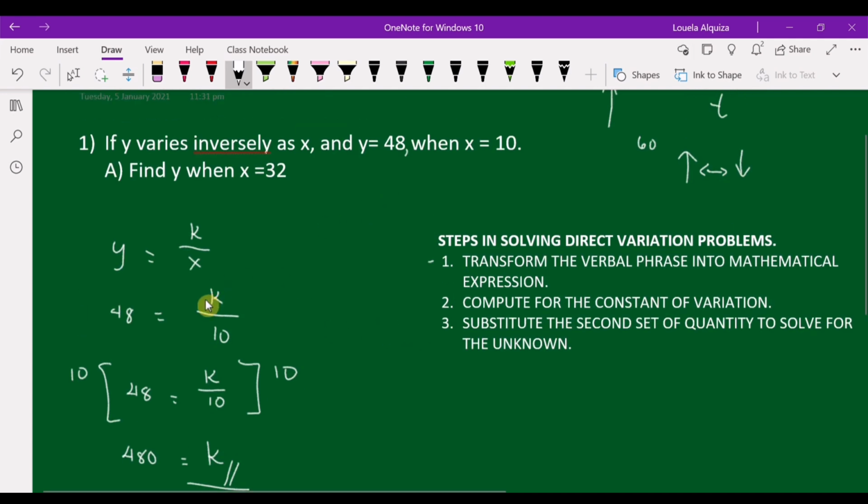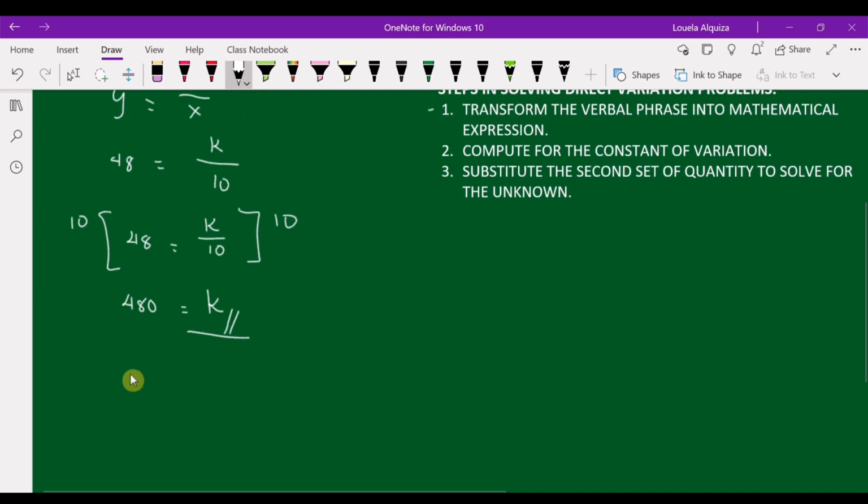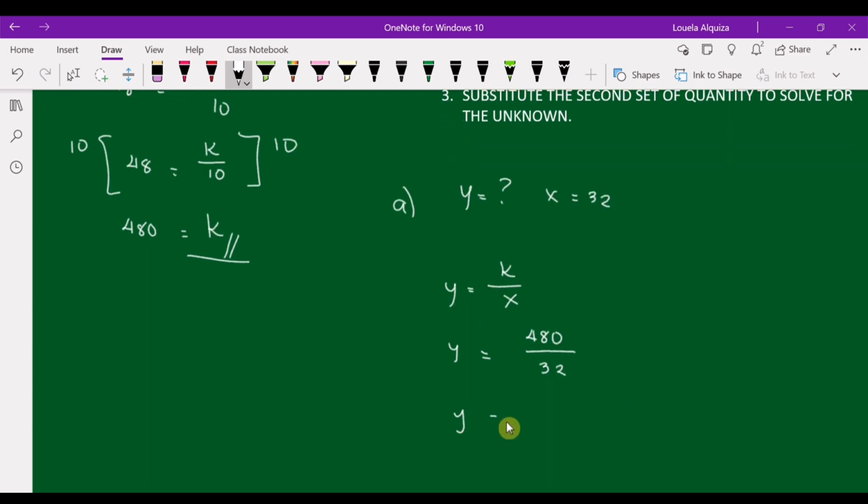So, ang gagawin na natin is, kukunin na natin yung unknown. Find y when x is 32. So, find y, or y is unknown, when x is 32. We will use the original equation, which is y is equal to k over x. And then, your y is equal to, anong constant of variation natin? 480 over our x na 32. Okay, so ito ay 32. So, y, 480 divided by 32 is ilan? Which is equivalent to 15. So, yan siya.